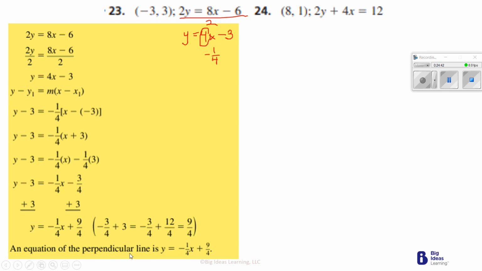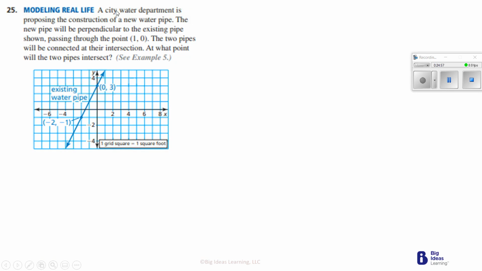So an equation of the perpendicular line, remember, we have y is going to be equal to our slope, negative 1 over 4x, and then plus 9 over 4. All right, you have number 24. Number 25 is mine to do.